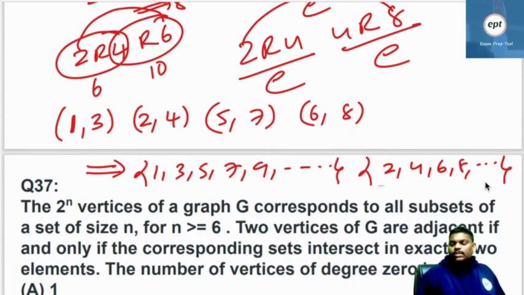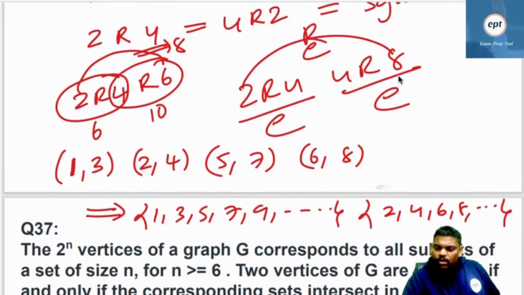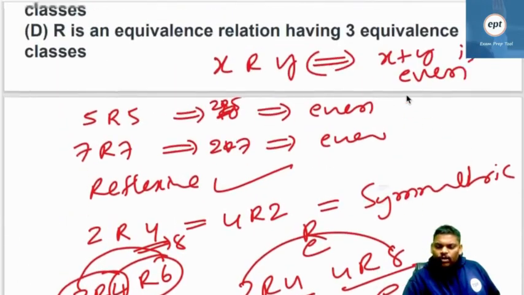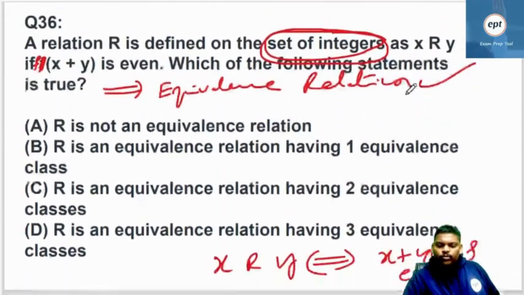You know very well how to write the equivalence classes. In the class notes it is already available. Please utilize it. I don't want to teach how to find equivalence classes. Like that you follow. All even numbers one class, all odd numbers one class. In your notes it is already there. Please go through it one time.